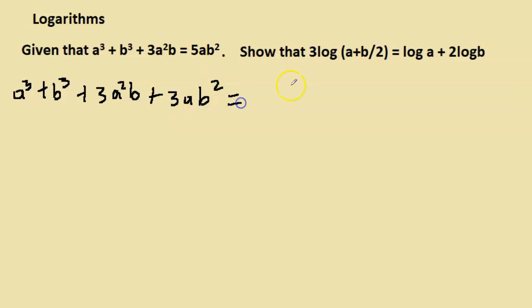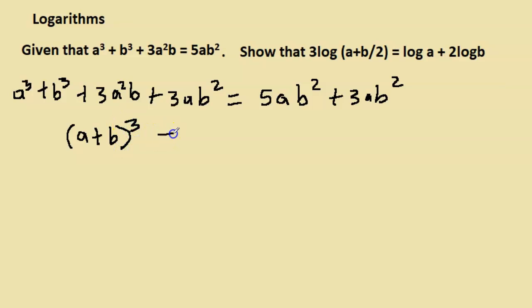Which means we have to do the same thing to the right hand side. We add 3ab squared. What this is, you should recognize, is (a plus b) all cubed. And then this would be what? 8. Those are like terms, right? 8ab squared.